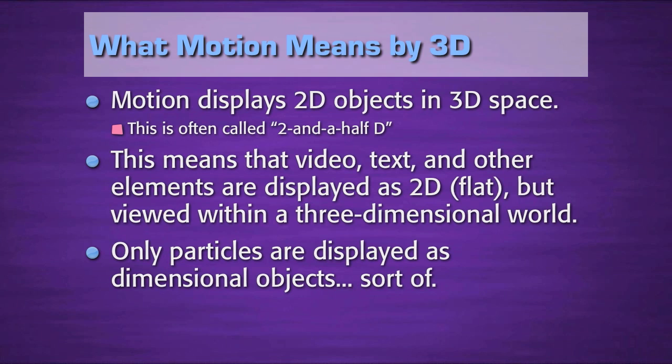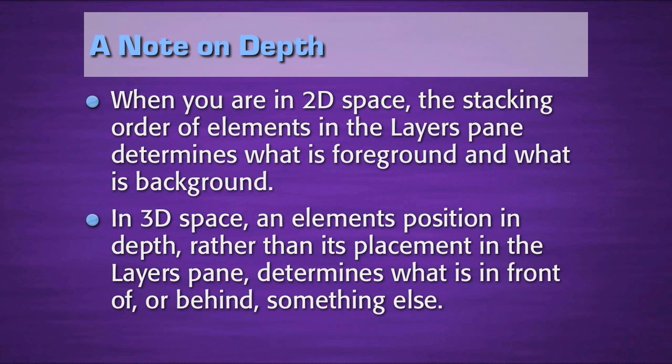Think of our eyes as a set of cameras, moving in 3D space, looking at a variety of, say, photographs hung on the wall. This means that video, text, and other elements are displayed as 2D or flat art, but viewed within a three-dimensional world. Only particles which are created as part of Motion are displayed as dimensional objects. And even that is not completely true, and I'll give you an illustration of that a little bit later in this presentation.